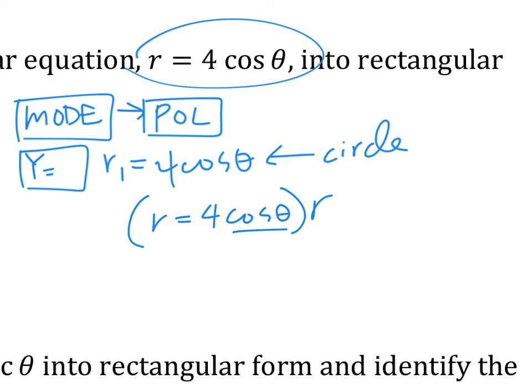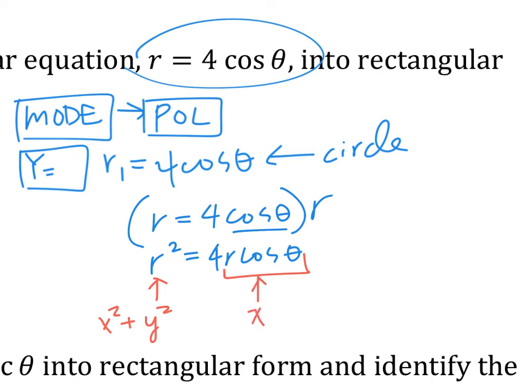So I see this cosine. That reminds me of r cosine theta, except there's no r. So I'm going to multiply everything by r so that I can change this over. So this is r squared equals 4r cosine theta. R squared is what in terms of x and y? X squared plus y squared. And then our r cosine theta is what? Okay, that part is x, so this is 4x. So this equation really becomes x squared plus y squared equals 4x.